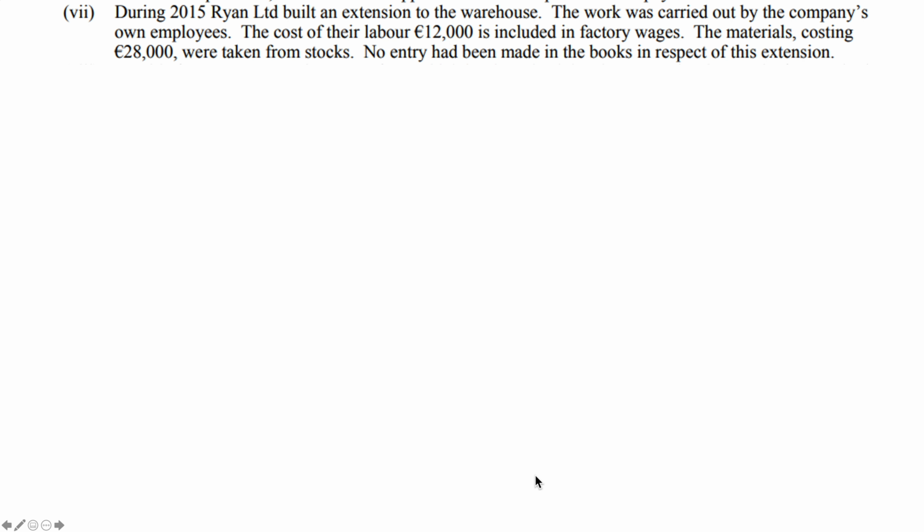Okay, note 7. So during 2015, Ryan Limited built an extension to the warehouse. The work was carried out by the company's own employees. The cost of their labour, €12,000, is included in factory wages. The materials, costing €28,000, were taken from stocks. No entry had been made in the books in respect of this extension. Okay, so let's have a think about that.